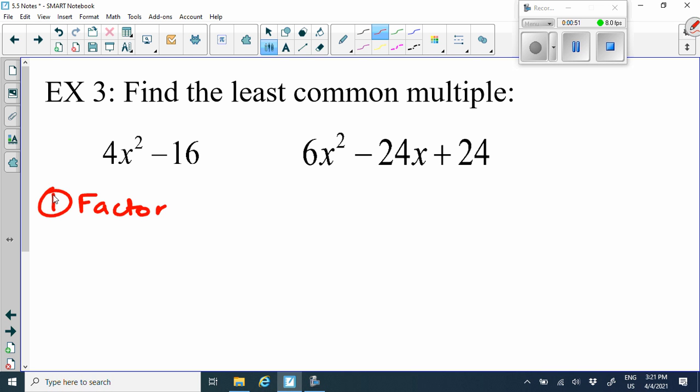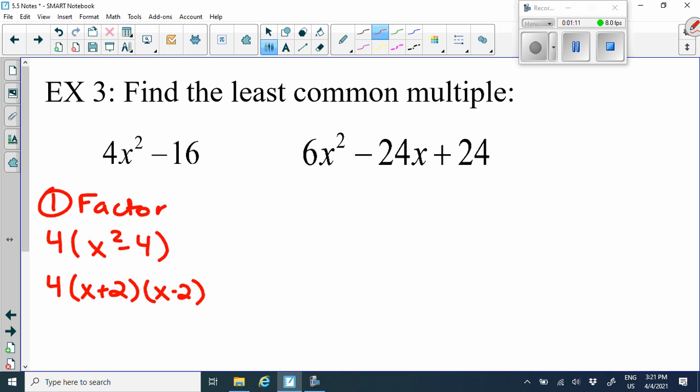The first thing I see is that both terms have a 4 in common, so I'm going to go ahead and take that out. So I'm left with x squared minus 4. Now, I still need to see, can I factor more? Yes, x squared minus 4 is a difference of squares. So that means I'm going to have x plus 2 and x minus 2.